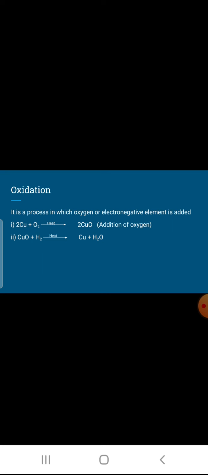When copper is heated in the presence of oxygen, it will give out black mass of copper oxide. So addition of oxygen is taking place in this reaction. Next, when copper oxide is heated with hydrogen gas, then again you will get copper plus water.